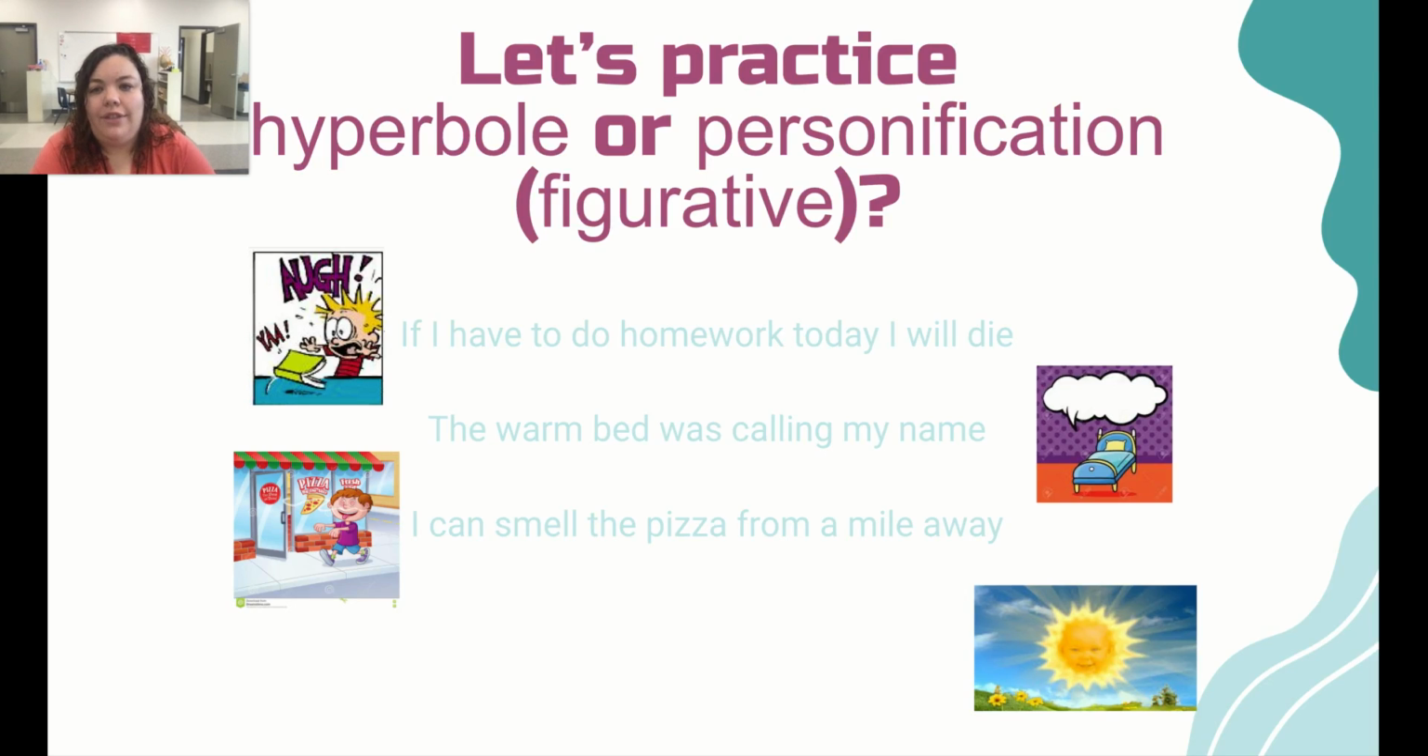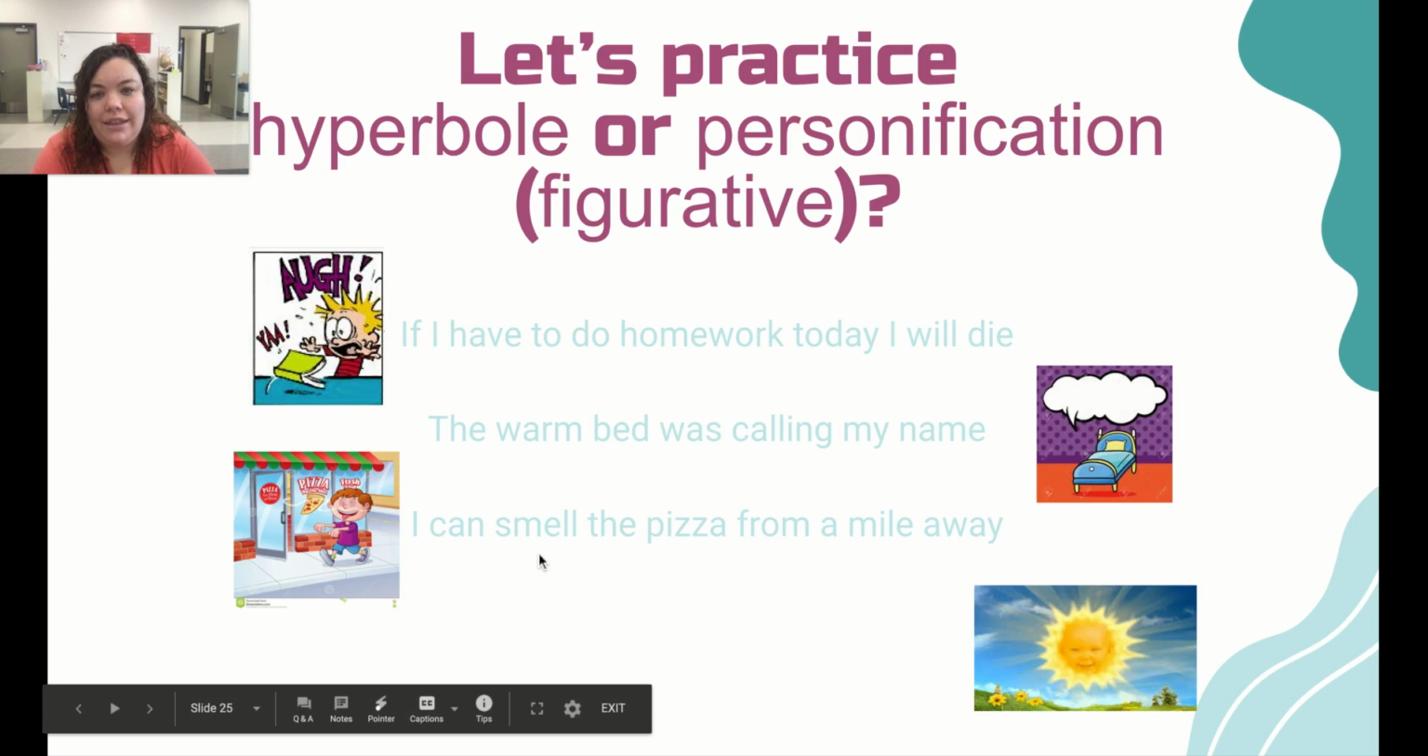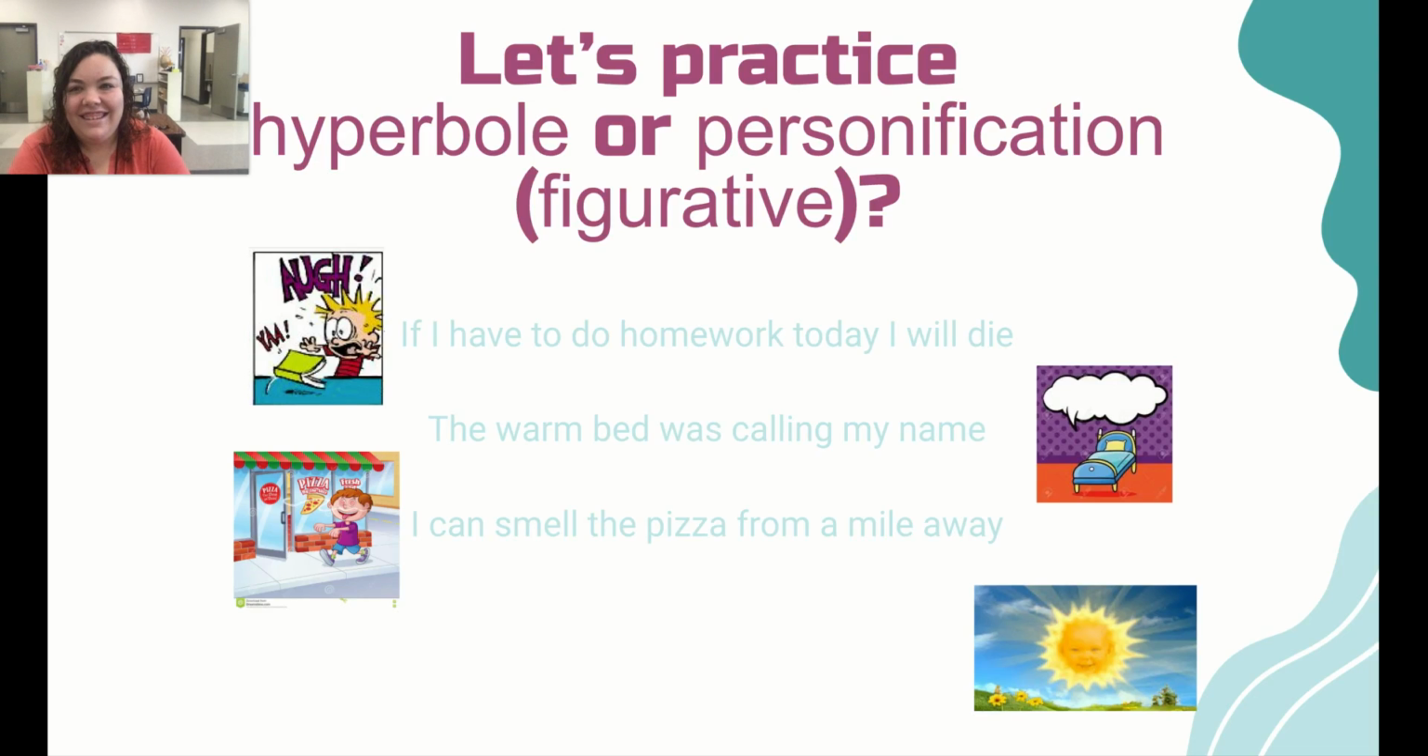So the next example is, I can smell pizza from a mile away. So we could ask ourselves, is the sentence actually talking about pizza? Yes. But can he actually smell it from a mile away? Probably not. So it is a hyperbole. I can smell pizza from a mile away is a hyperbole.